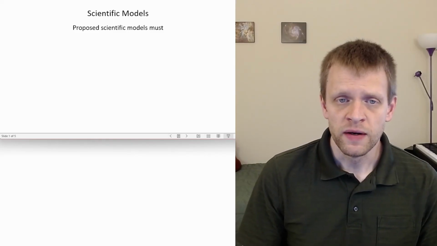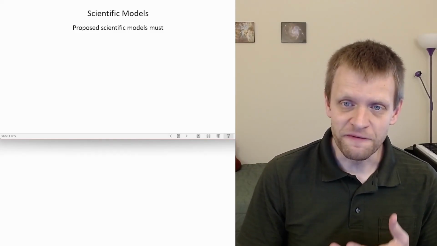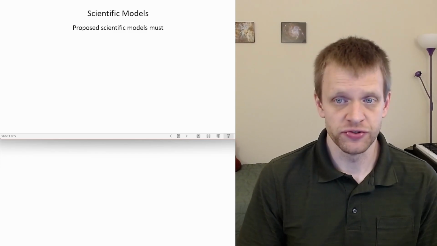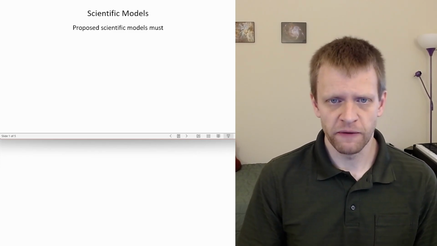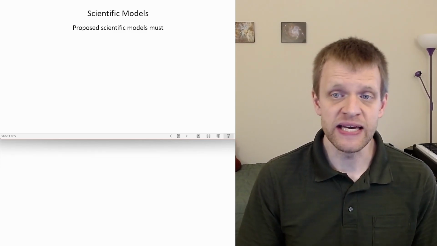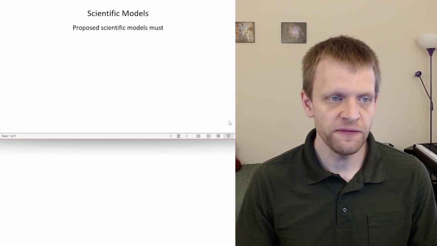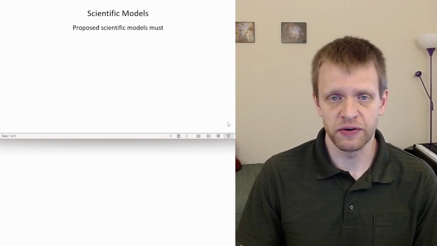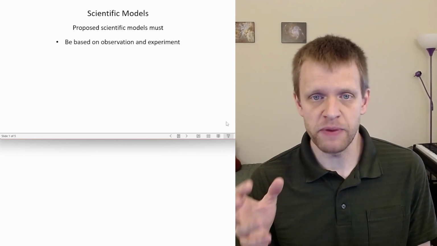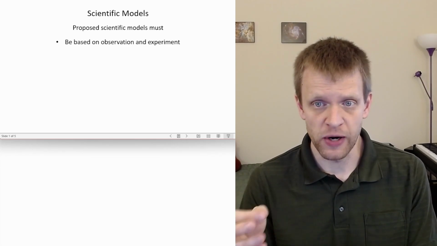Hey everyone. In this video, we're going to look at how we evaluate competing scientific models of physical phenomena. But before we get into that, let's look at some of the key things that are required for a scientific model in general. So if I have some proposed scientific models, they have to be based on observation and experiment.